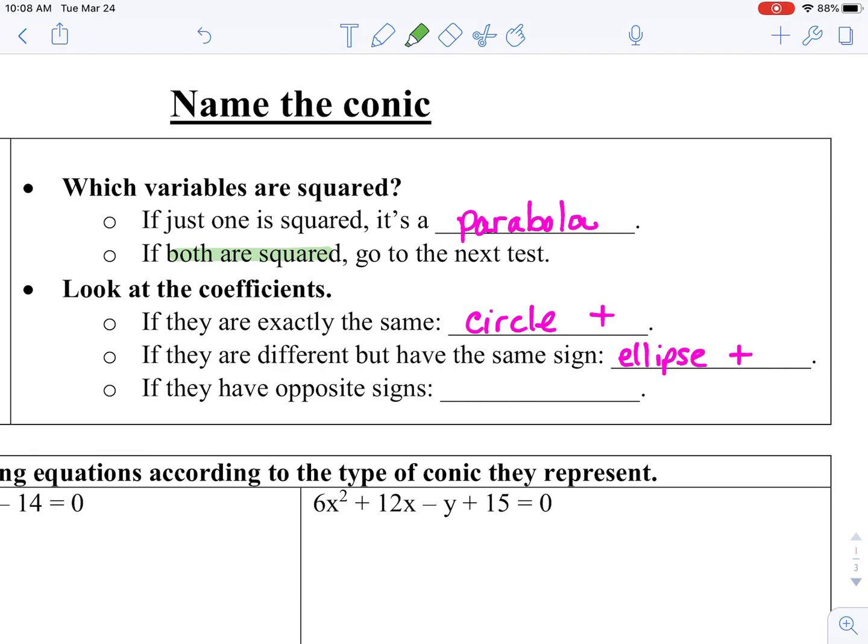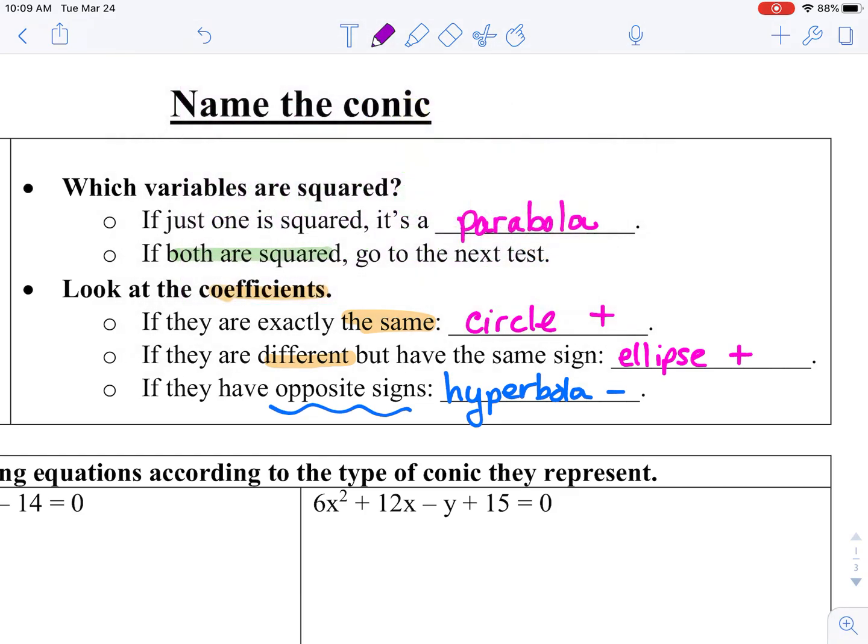And that's because a circle will have the same radius. You need to have the same coefficients. But an ellipse is oval-like where they have different coefficients. If you have opposite signs, it's automatically a hyperbola. So if you have a minus sign, but there's an x squared and a y squared.